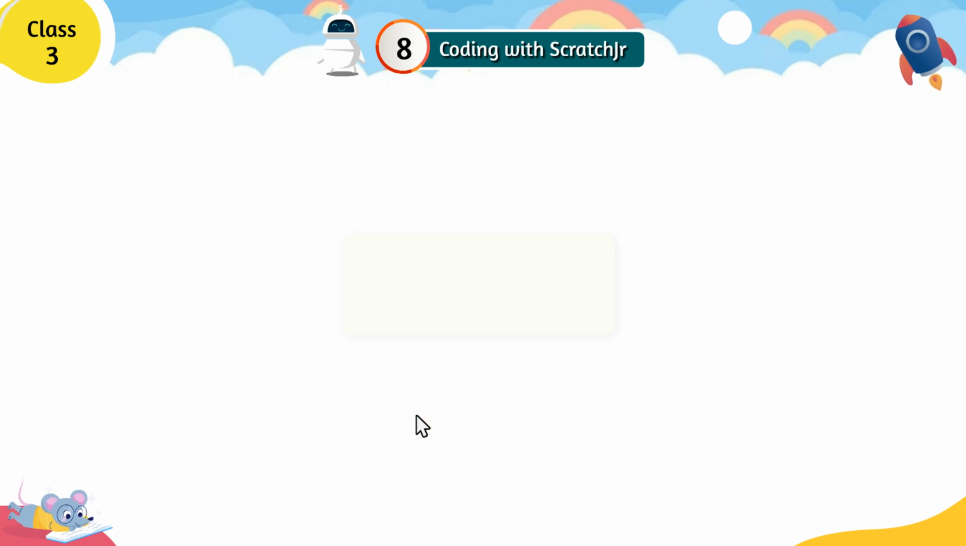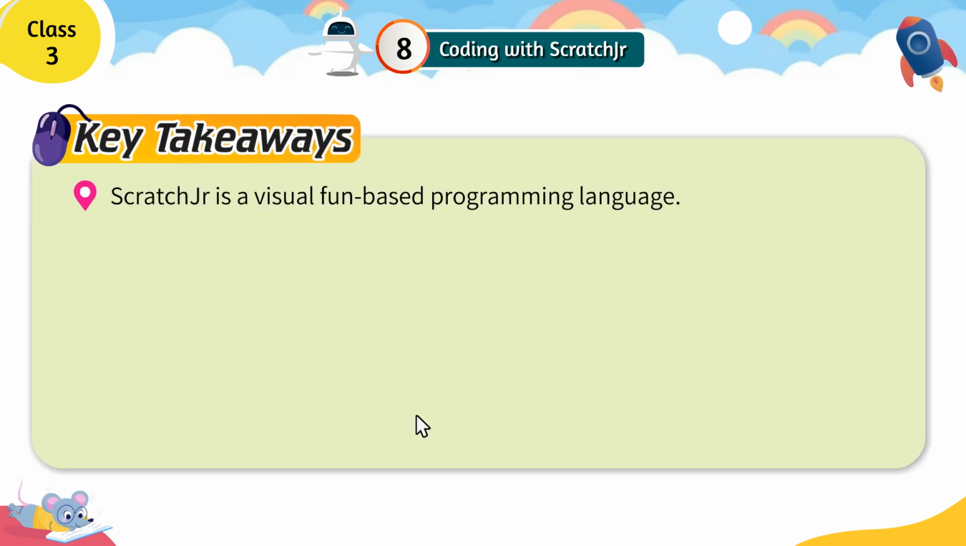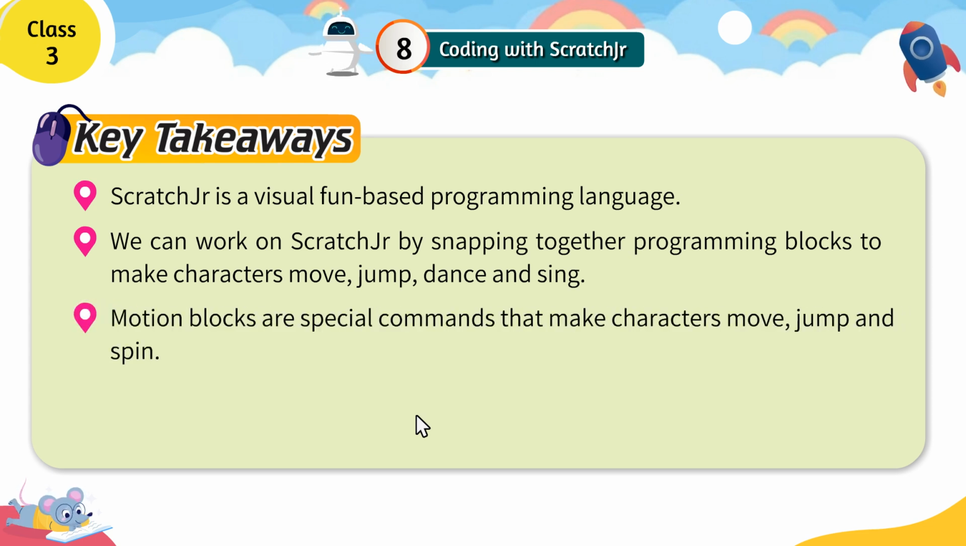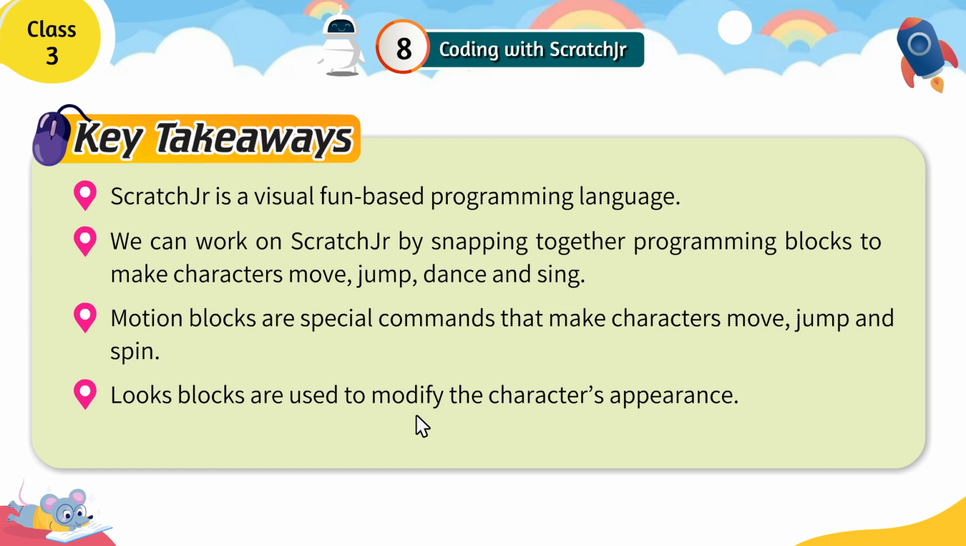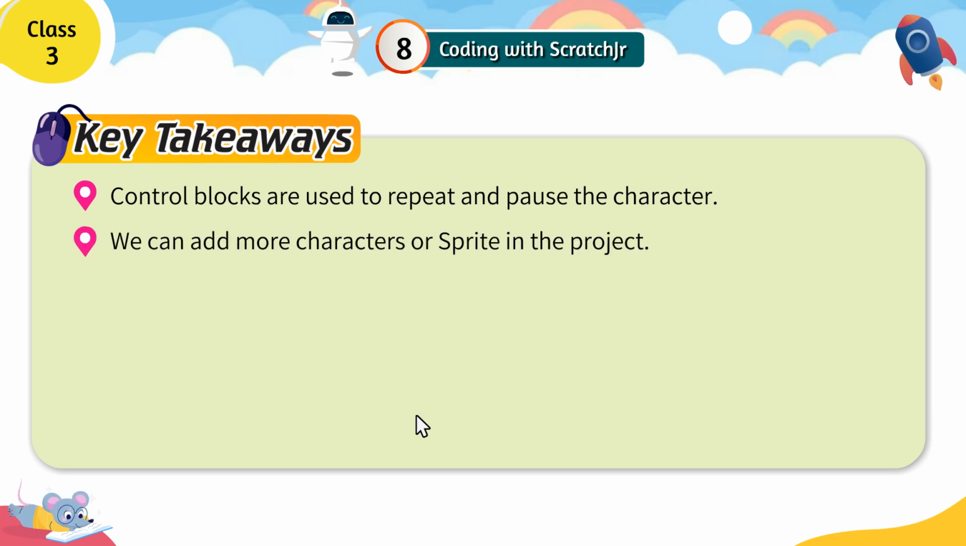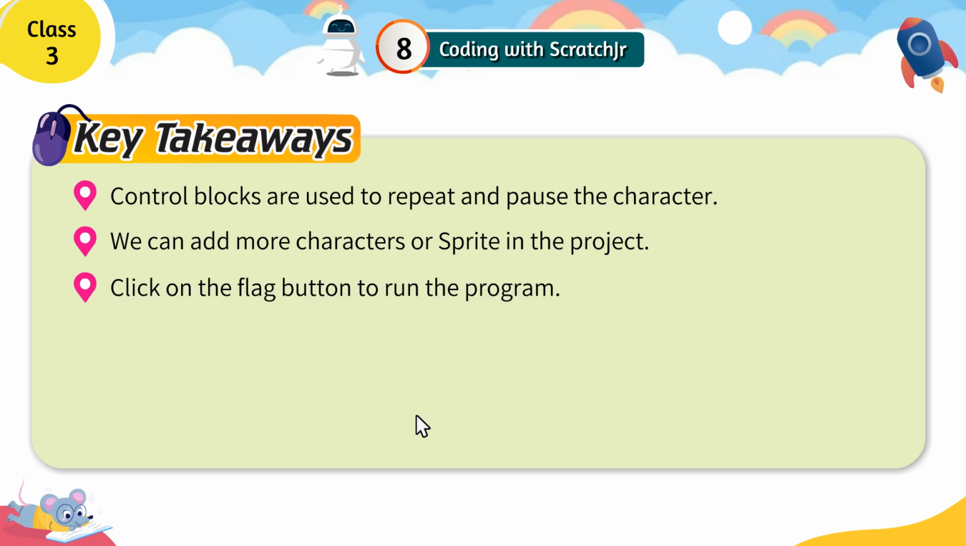Key takeaways. Scratch Junior is a visual fun-based programming language. We can work on Scratch Junior by snapping together programming blocks to make characters move, jump, dance and sing. Motion blocks are special commands that make characters move, jump and spin. Looks blocks are used to modify the character's appearance. Control blocks are used to repeat and pause the character. We can add more characters or sprite in the project. Click on the flag button to run the program.